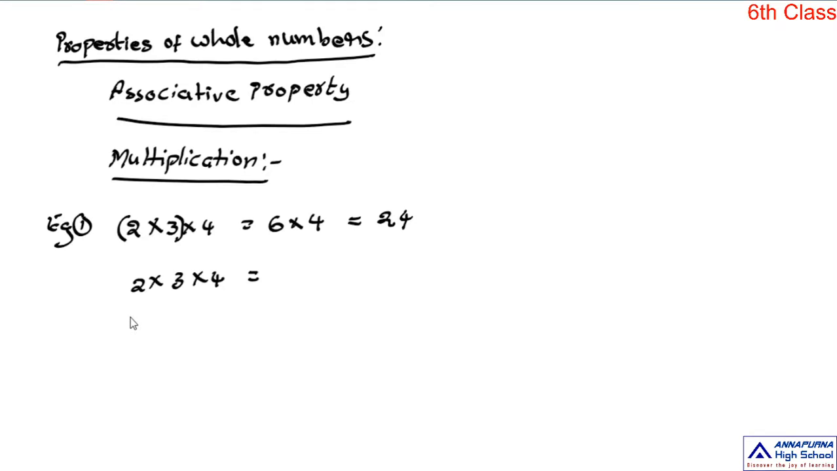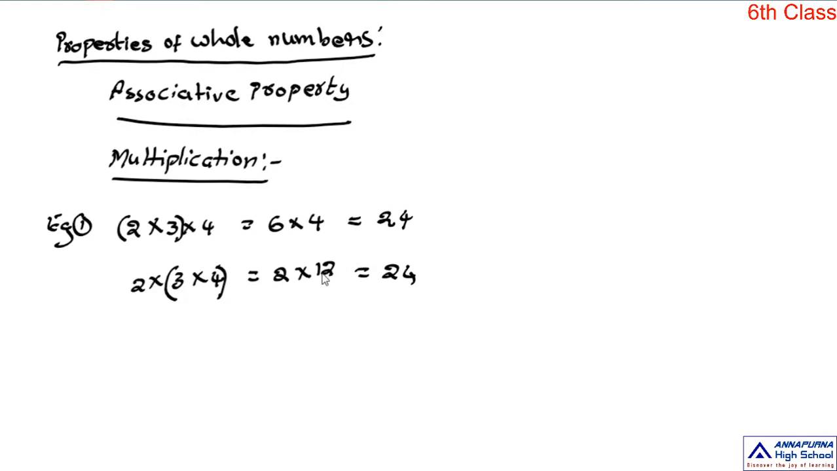Next, we can change the numbers. First we multiply 3 and 4. 3 4s are 12. And then multiply 2 and their product. Their product is 12 and 2. 2 into 12, 24.